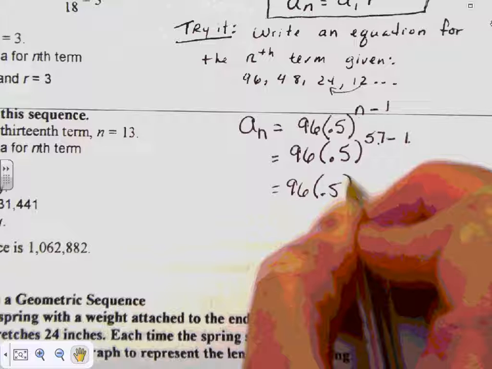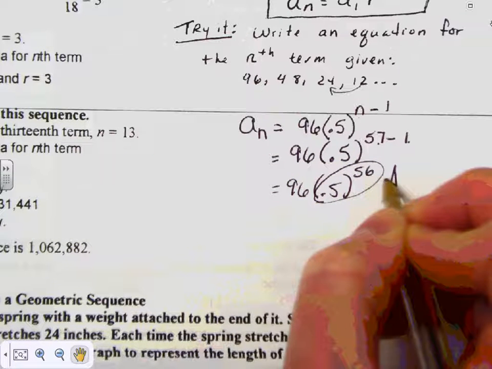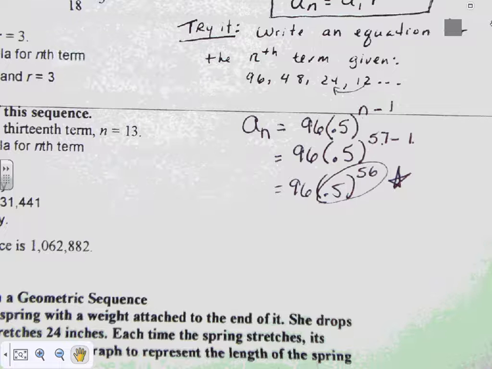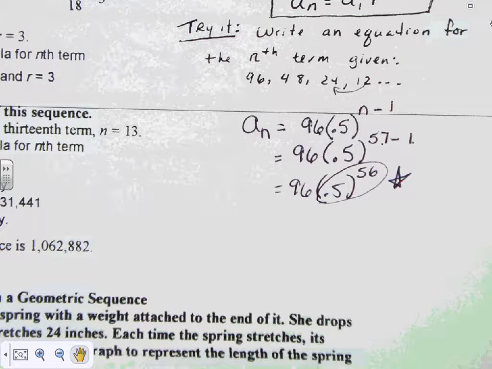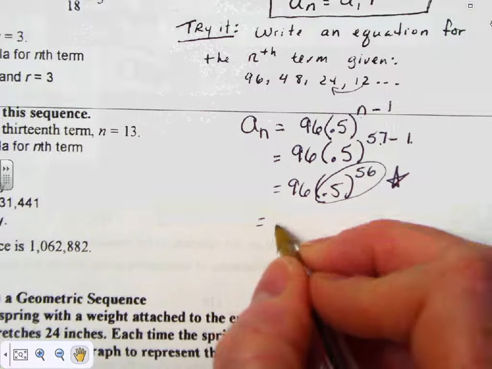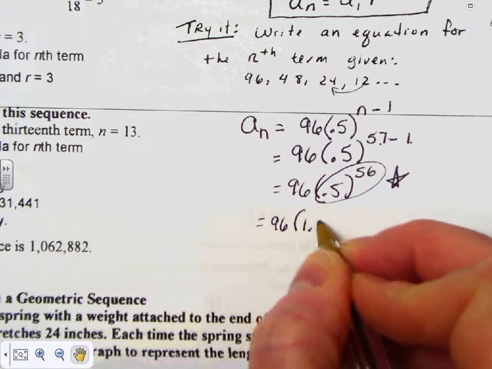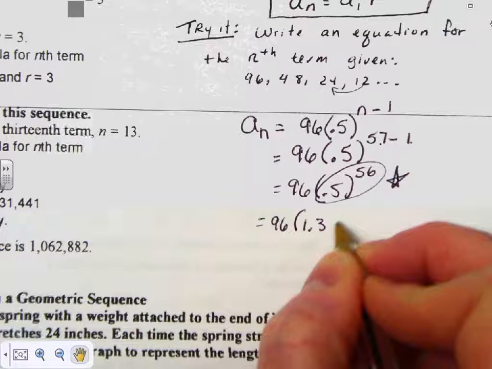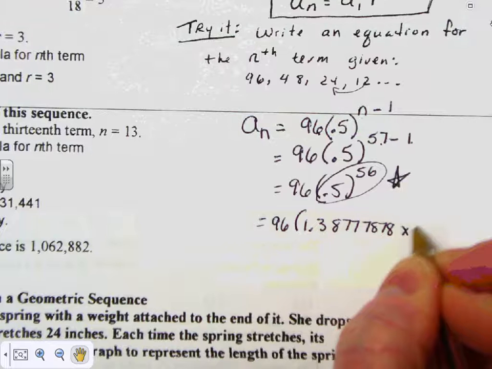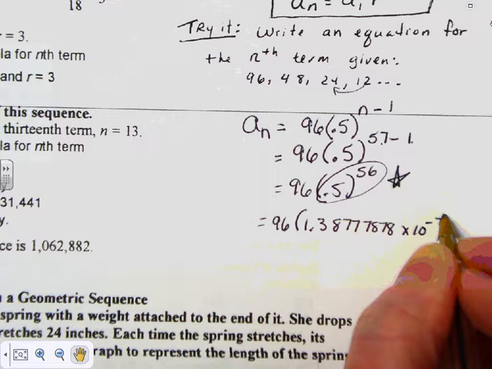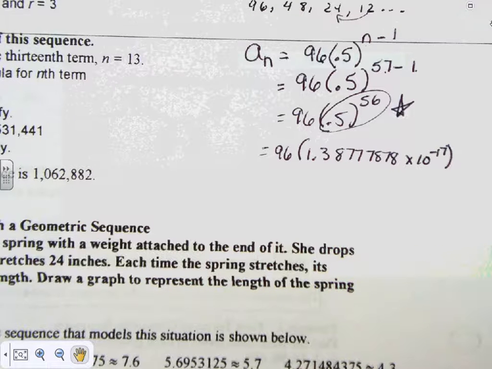And remember, you have to do this part first. So 0.5 caret 56. Okay. 96 times 1.387777878 times 10 to the negative 17. That's ridiculous.